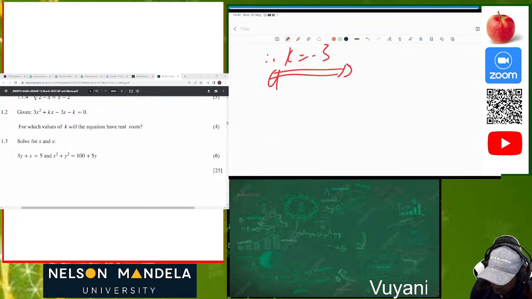Great. 1.3. The idea is to get all the total 25 marks on solving for x, because that's where the marks are so easy to get. Okay.